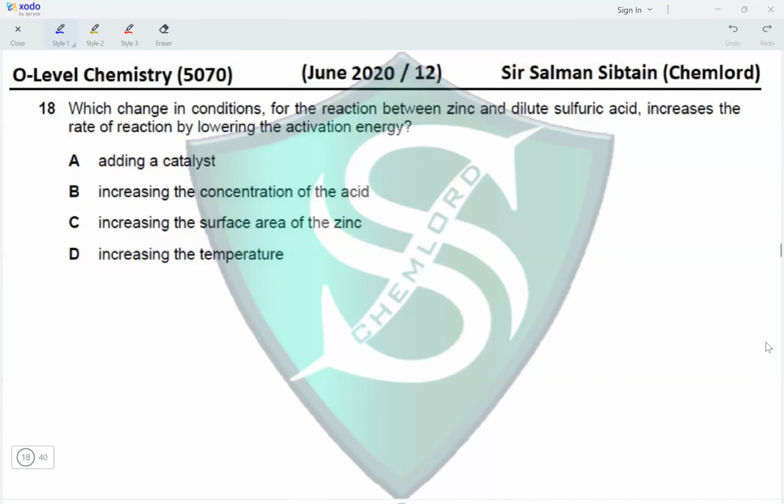So option A is adding a catalyst. Yes. B is increasing the concentration of the acid. No. This will increase the rate of reaction, but it will not lower the activation energy requirement. C, increasing the surface area of zinc. Again, the rate of reaction increases, but not the decrease in activation energy. And D, increasing the temperature. Increasing temperature also increases the rate of reaction, yes, but it will have no effect on the value of the activation energy. So this makes option A the correct option for this question.